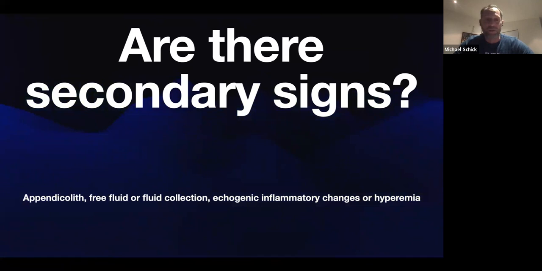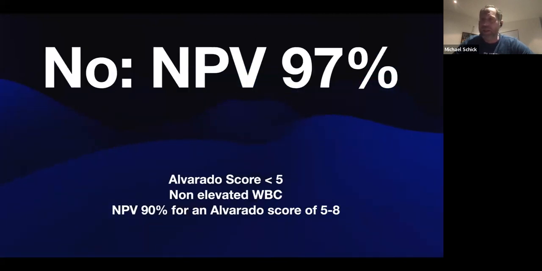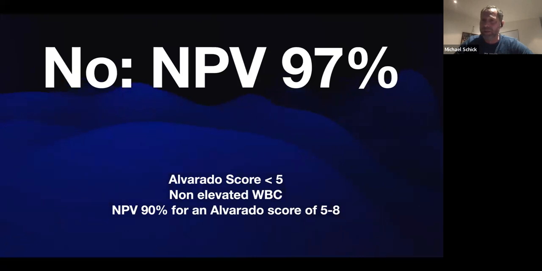The secondary signs you're looking for are appendicolith, free fluid, usually in the right lower quadrant, between the bowel, and echogenic inflammatory changes of the bowel. So if a patient has right lower quadrant pain, you cannot find the appendix, and they have no secondary signs, so no fluid, no appendicolith, no inflammatory changes, then the negative predictive value is really, really good. And this is for patients that have low Alvarado scores. That means that they're low risk, lower probability for appendicitis.